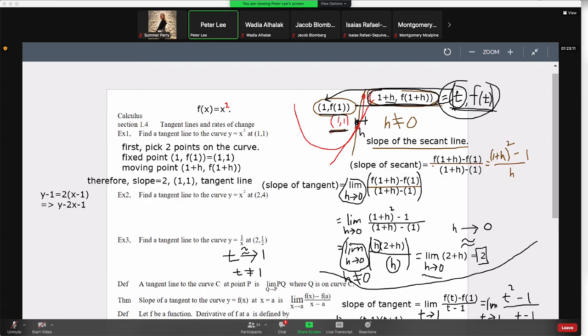T is close to 1, but it's not 1. Because if t equals 1, then we only get 1 point, and then we cannot get the slope. So it must be another point. But you have to make sure that these are getting closer to 1.